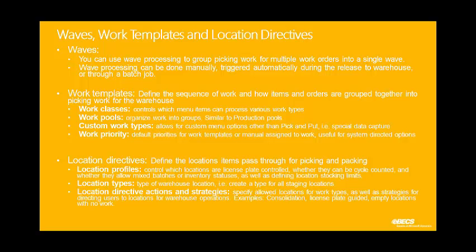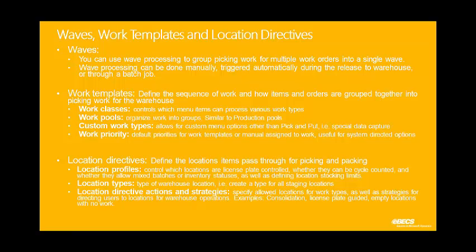So first you have waves, and these can be set up to run by batch jobs or run manually during release to warehouse processes. And basically all these waves do is they group picking work that's created for multiple work orders into one group so they can be released at once. So you would have many orders, many different picking work IDs. They could be for 50 different sales orders, but you could actually end up releasing them through a wave to the warehouse all at the same time rather than releasing order by order. So it's a little bit similar to batch jobs for posting picking lists as you would see in previous versions.